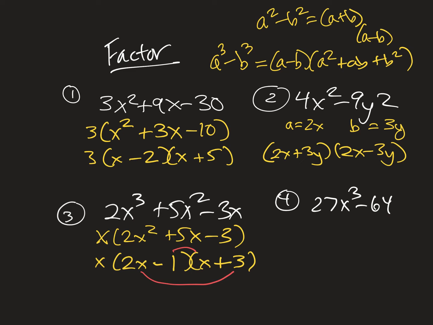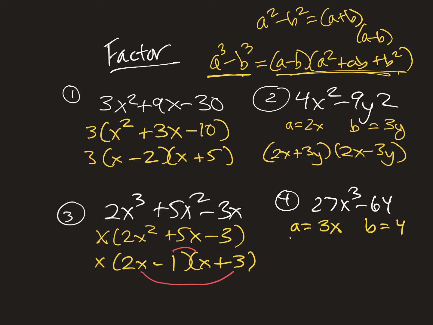27x cubed is not a perfect square, but it is a perfect cube. So that tells me I'm going to be doing this formula here. So my a is the cube root of 27x cubed, which would be 3x, and my b is the cube root of 64, which would be 4. And now let's plug it in. The minus just tells you, don't put the minus with the 64. The minus just tells you that we're using the difference of cubes formula versus the sum of cubes formula.